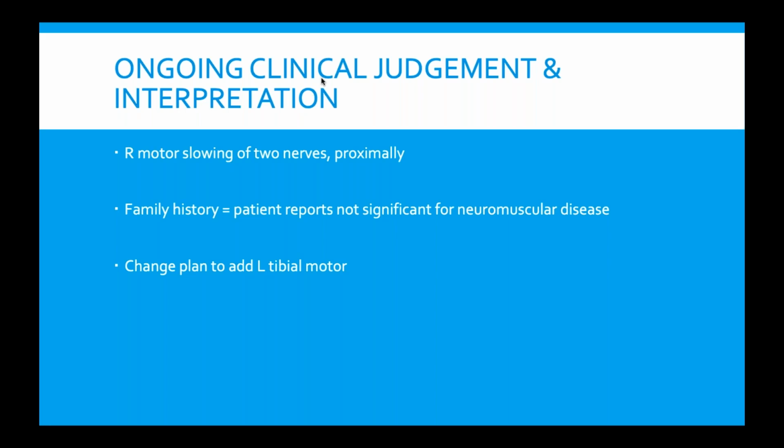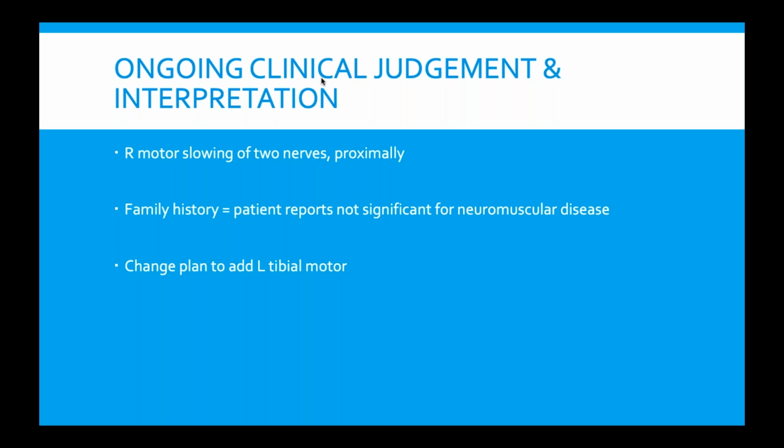I did a little digging deeper as far as family history, and he had no reported family history of any neuromuscular condition. So I decided to add the left tibial motor to my original plan. I figured I wanted to go a little bit further. I didn't include the tibial motor in my initial plan, but I wanted to add it based on the findings that I was encountering.